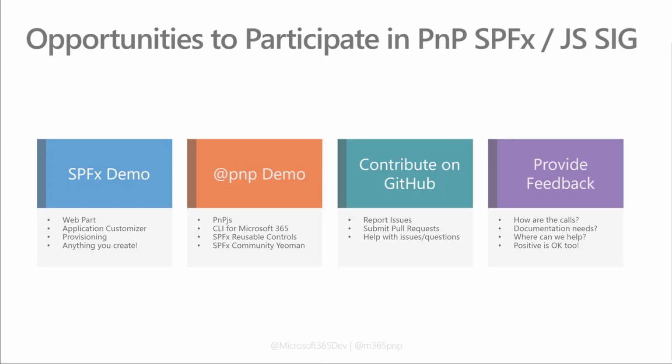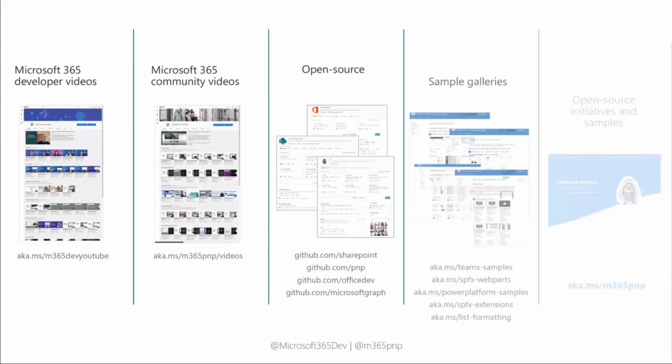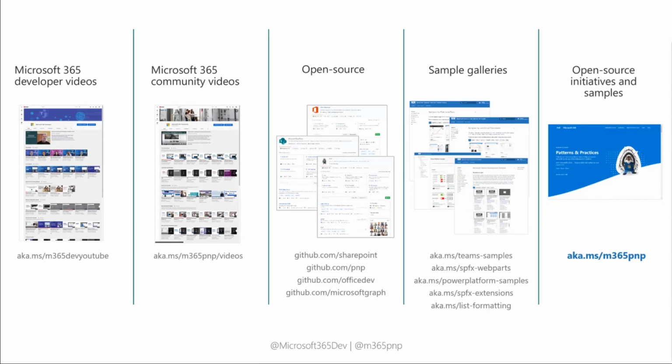Now, from an asset perspective, a URL perspective, there's a lot of assets available. We have 2 different YouTube channels. We have the official Microsoft 365 developer video channel, which is now positioned for official videos. And then we have the community video channel, which is more for community call recordings, community demos from these calls and all of that stuff. So there's a clear separation of videos between the channels.